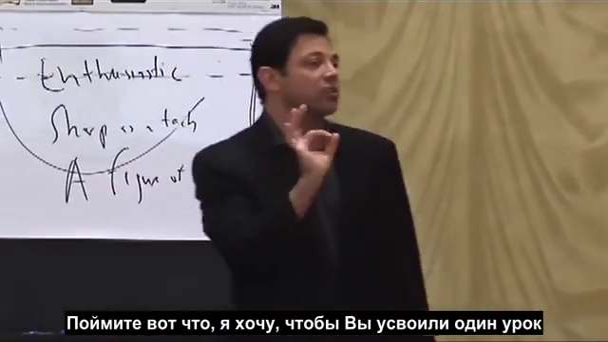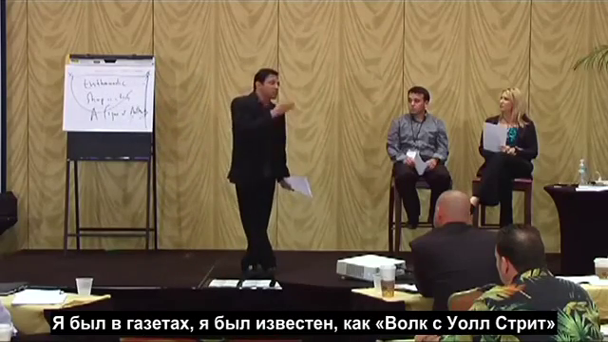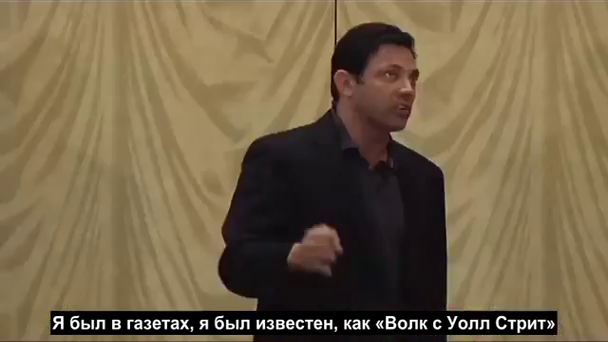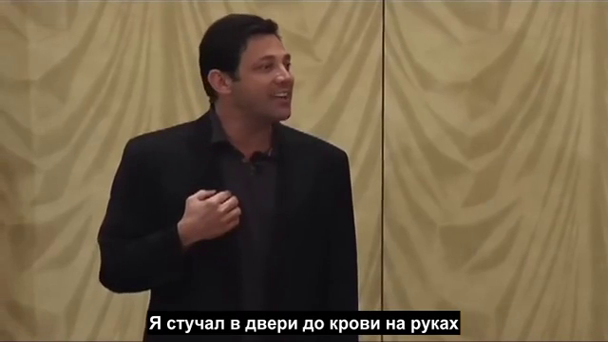Now, understand this. I want you to learn a lesson here. I was already making $50 million a year for many years. I was in newspapers all the time. I was well known as the Wolf of Wall Street, all this crap, right? And you would think that I was too proud maybe at the age of 40 to go knocking on doors. I was banging on doors till my knuckles bled.